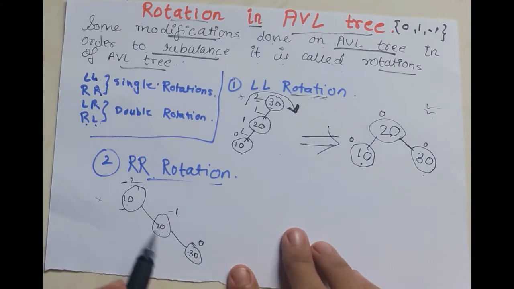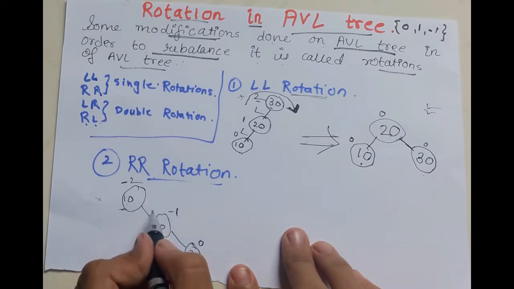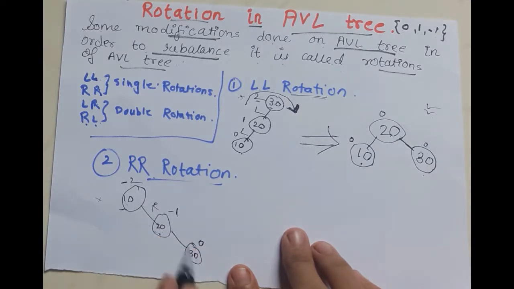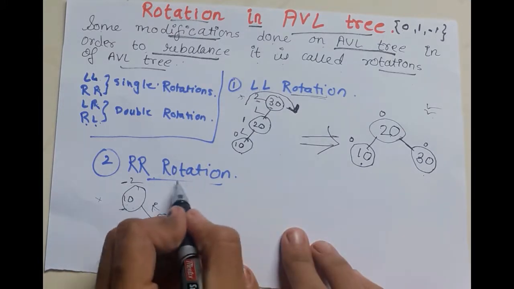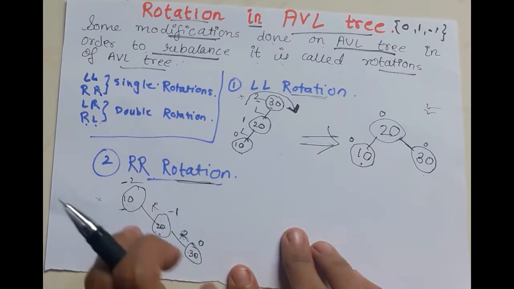Now why is this not balanced? Because of these two nodes, because 20 is attached as right branch of 10. 30 is also attached as right branch of 10. So because of these two right branches, this tree is imbalanced. Hence this is RR type of imbalance. So we'll perform RR rotation on this tree.